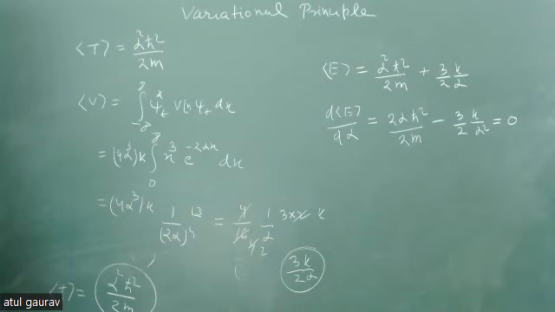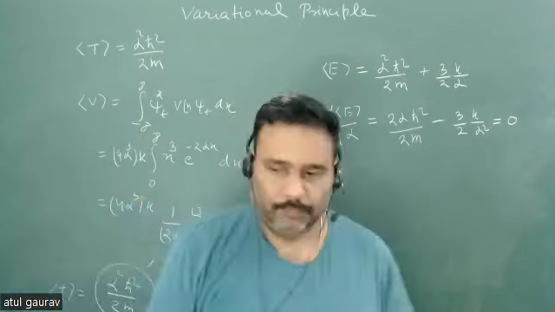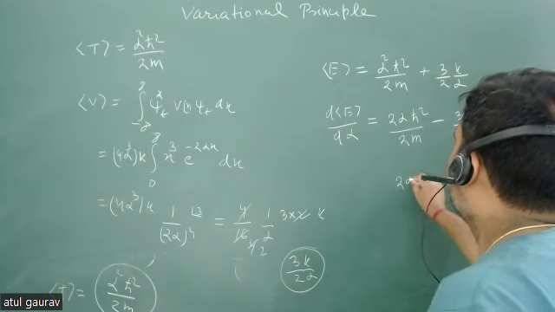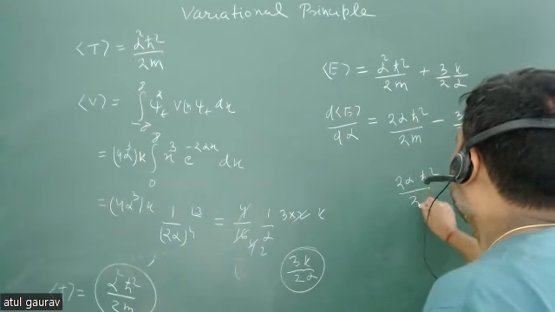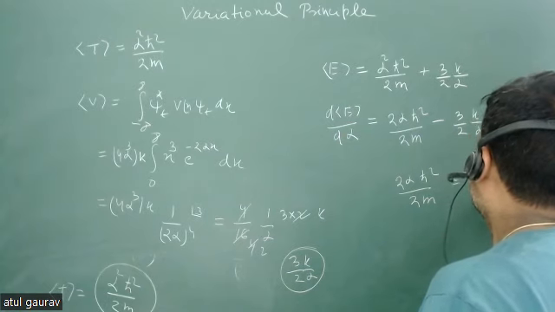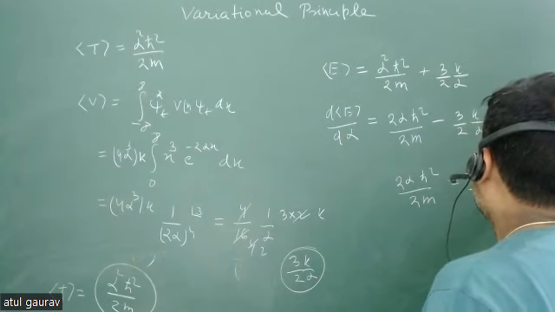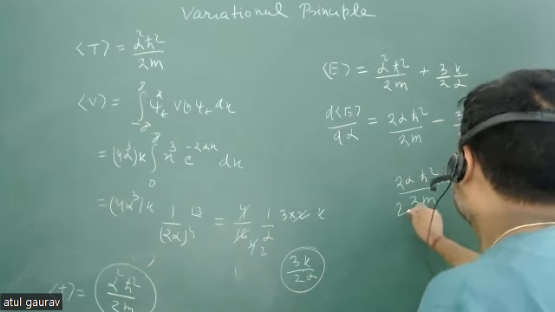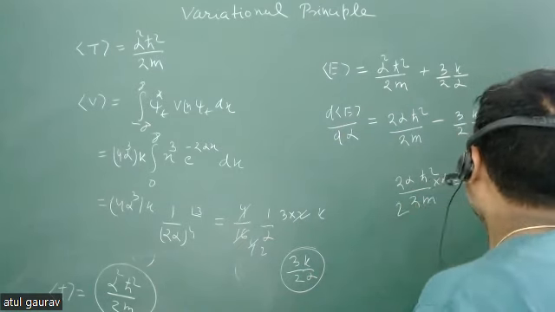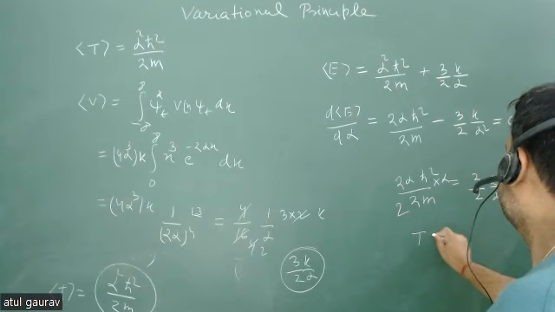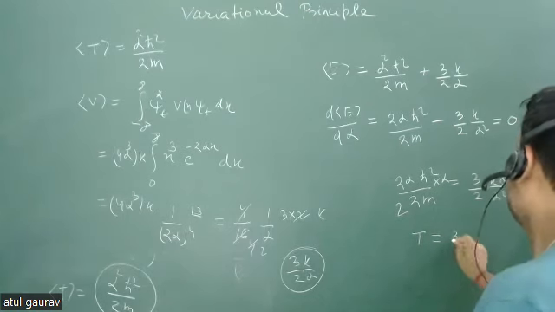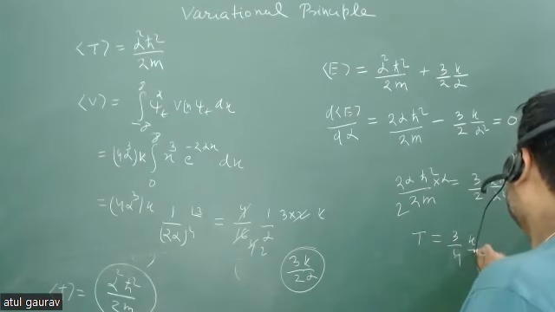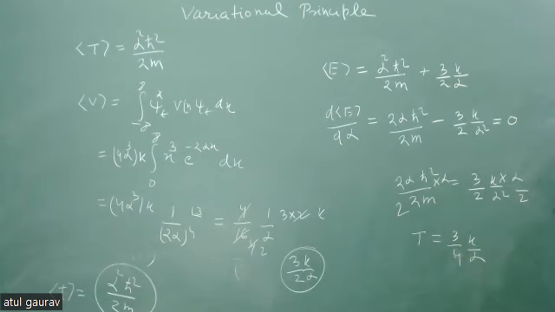Now tell me, what will be the next step? What do we have to do for the next step? Sir, we will write the kinetic energy in terms of the potential energy, right? So we have 2 alpha h cut square upon 2m must be 3 by 2 k by alpha square. Multiply by alpha here, multiply by alpha here too, divide by 2, divide by 2, right? So you have kinetic energy equal to 3 by 2, sorry, 3 by 4 k upon alpha, right?